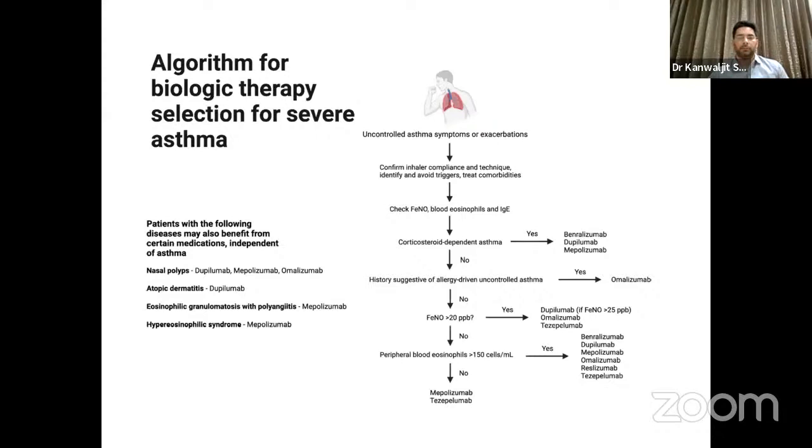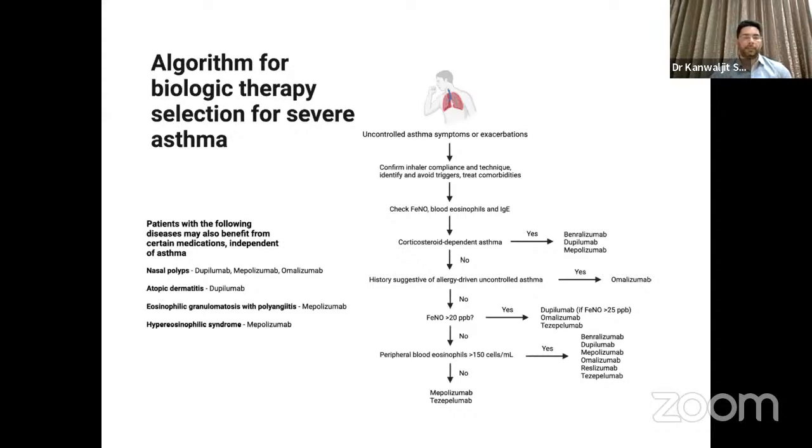If no, then you have to take the history of allergy-driven uncontrolled asthma. If the patient has allergic asthma, then you have to use omalizumab. If no, then you have to check the FeNO levels. If FeNO level is more than 20, then go for dupilumab, omalizumab, and tezepelumab. If FeNO level is less than 20, then go for blood eosinophil levels. If eosinophil levels are more than 150, then benralizumab, dupilumab, mepolizumab, omalizumab, reslizumab, and tezepelumab benefit more. If eosinophil levels are less than 150, then mepolizumab and tezepelumab benefit more.